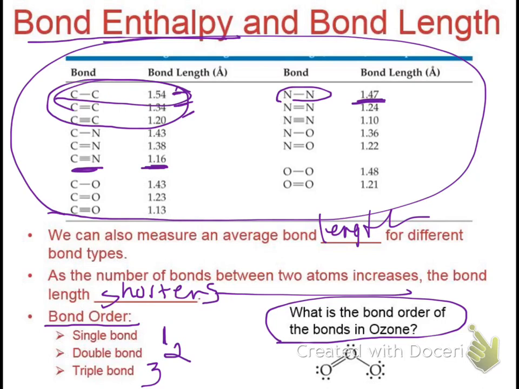Okay, welcome back. As it turns out, the bond order is 1.5, because I have a bond order of 2 here and a bond order of 1 here. And remember, these are averages of the two, so I end up with an average bond order of 1.5.